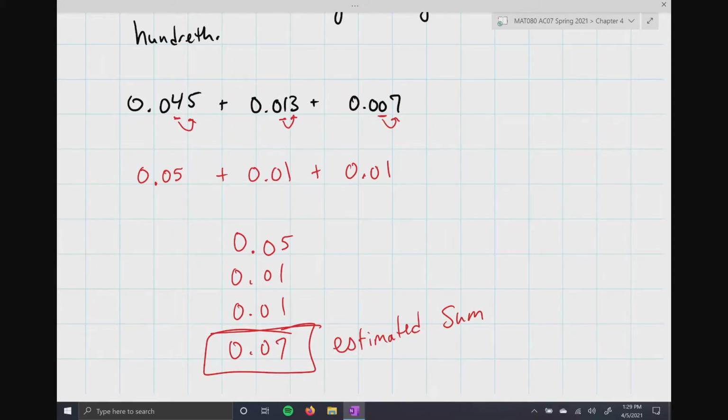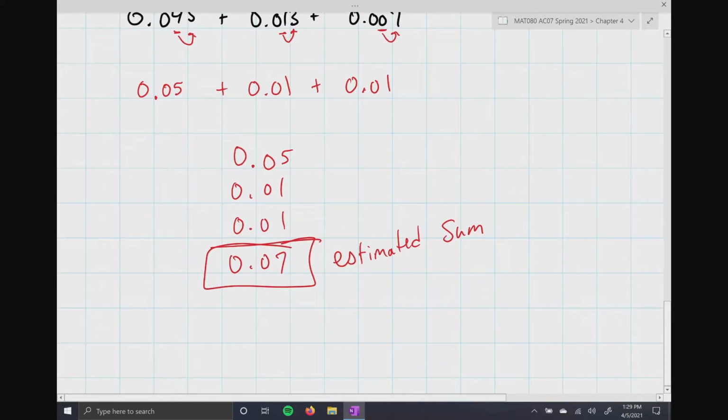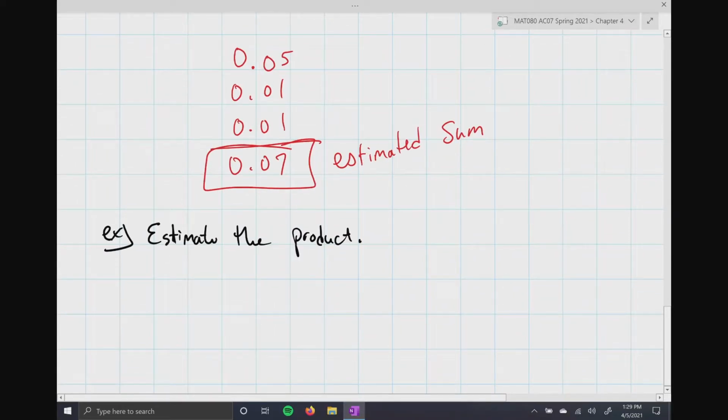Now, sometimes you may be asked just to find an estimated sum. All right? Or how about just an estimation? So, for example, something like this. Estimate the product. Now, notice I didn't say estimate to the nearest 10th or 100th or 1,000. I just said estimate. In other words, I'm going to leave it up to you on where you think you should estimate. All right? So here are the 2 problems.